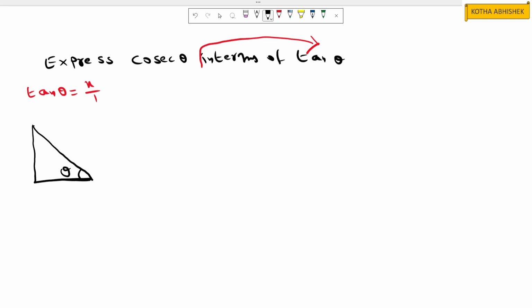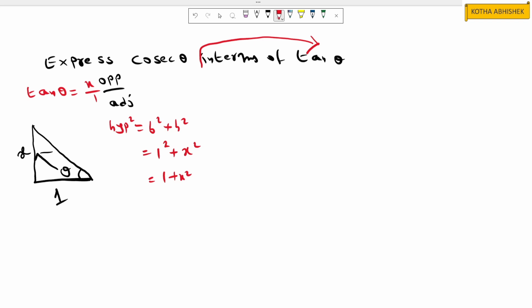Now what is the formula for tan theta? It is opposite to the theta divided by adjacent to the theta. So here opposite we have x, right? For this theta, this side is opposite, so that is x, and adjacent is 1. Now here the hypotenuse is not there, right? So first let us find out the hypotenuse. So hypotenuse square equals base square plus height square. So base is 1, so 1 square plus height is x, so x square. 1 square is 1 plus x square. Hypotenuse square is 1 plus x square. Then the hypotenuse is under root 1 plus x square. So the third side, the hypotenuse, is under root 1 plus x square.